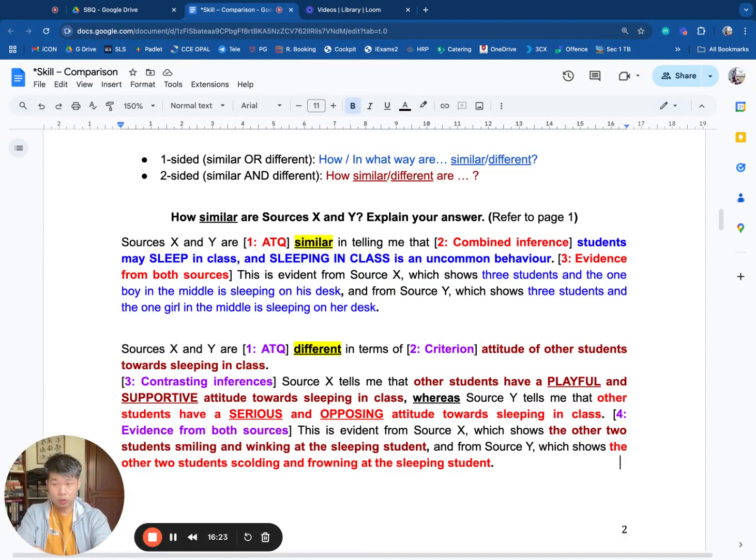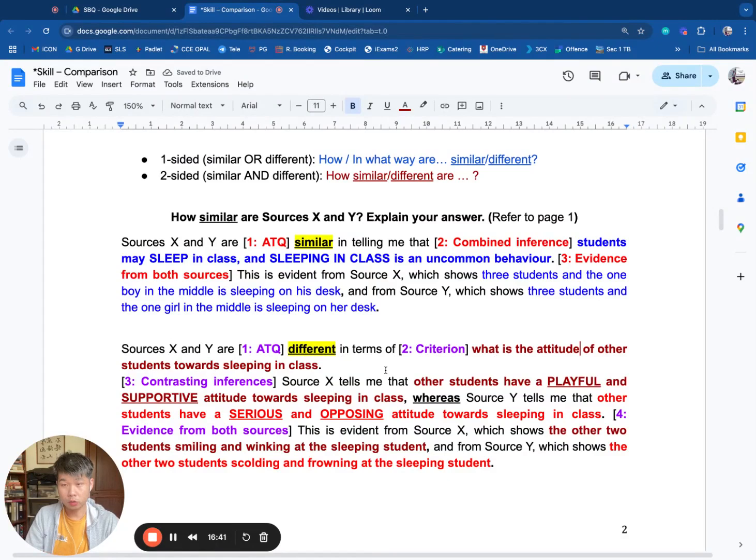One last small comment, which is that often it might be helpful when you do the criterion to phrase it as a question. So difference in terms of, how do I phrase it as a question? Different in terms of what is the attitude of other students. So if you phrase it as a question, actually the two contrasting inferences here answer your question. So the criterion in a way is like your focus. The two contrasting inferences here should respond to the focus, and they should respond in a way that they are opposing each other. They're contrasting.